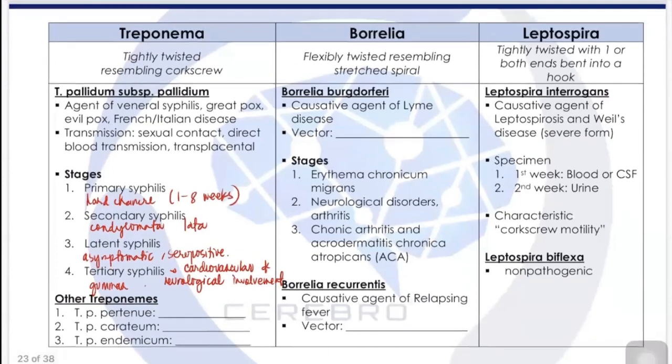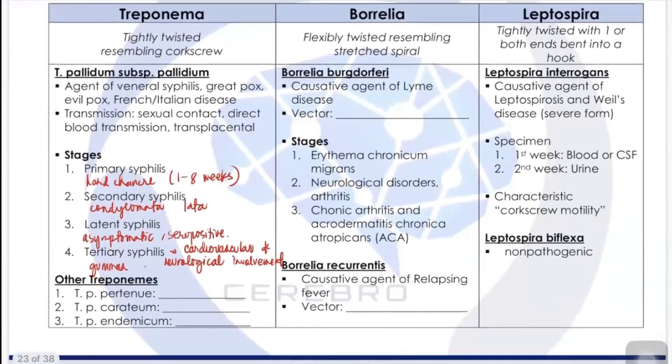However, we have other Treponema pallidum subspecies. We have Treponema pallidum pertenue, which is the causative agent of Yaws. Treponema pallidum carateum, which is the causative agent of Pinta, and Treponema pallidum endemicum, the causative agent of Bejel. Okay? So Yaws and Pinta can be transmitted through direct contact with lesions, whereas Bejel can be transmitted through sharing of utensils.